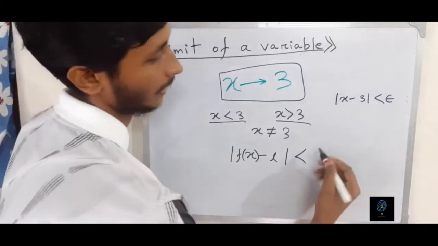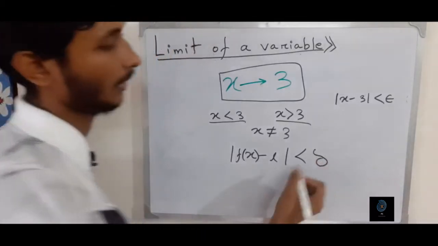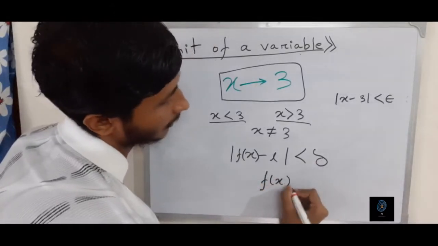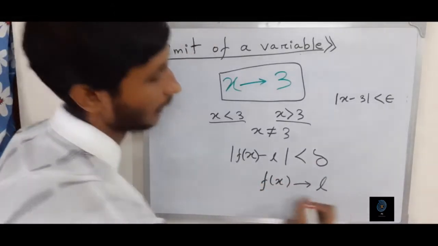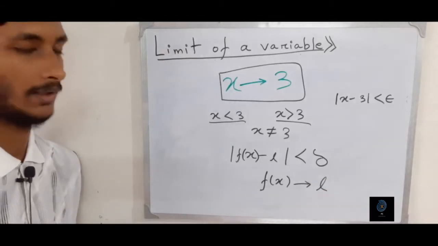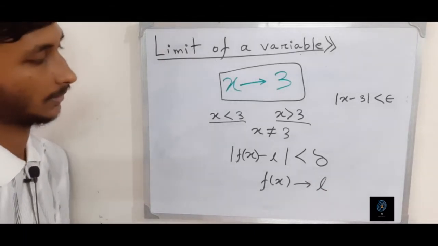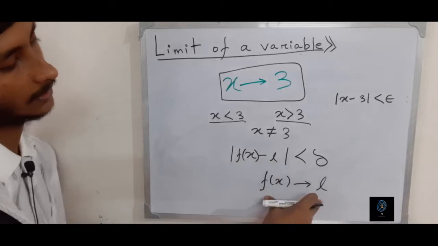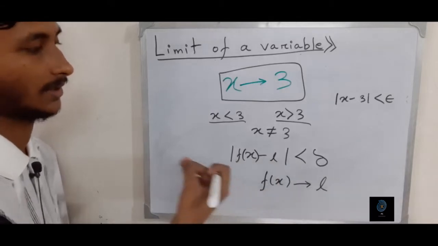Let us take another symbol here, positive quantity delta. Then we will say that f(x) tends to L. The tends to notation is similar for all a, x, f and f(x). Nothing will change. So if this happens, we will say that f(x) tends to L, that is, f(x) tends to take the value L.